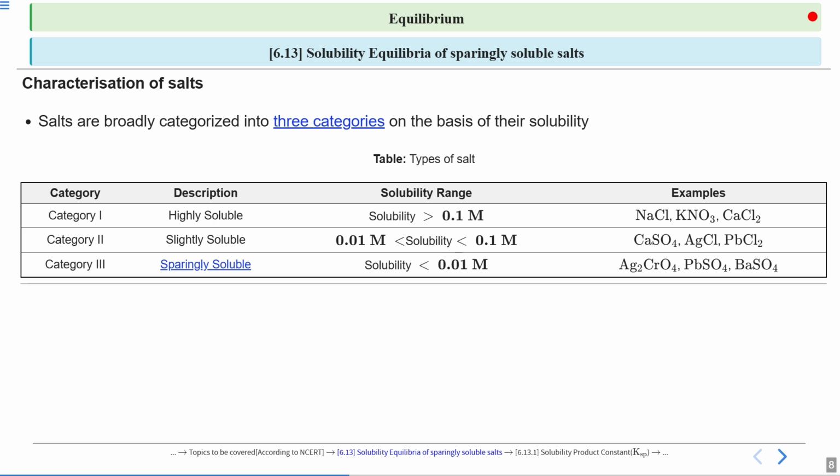And the third category, which is our interest, is sparingly soluble salt. This is the part that we are going to discuss. We will discuss this sparingly soluble salt in terms of the solubility constant, right? We have said that we are going to clear this objective, and this objective will be applied to this sparingly soluble case. Here your solubility is very, very less. It is less than 0.01 molar, and we have examples of lead sulfate, barium sulfate, and iron chromate. So let's start with this sparingly soluble salt.